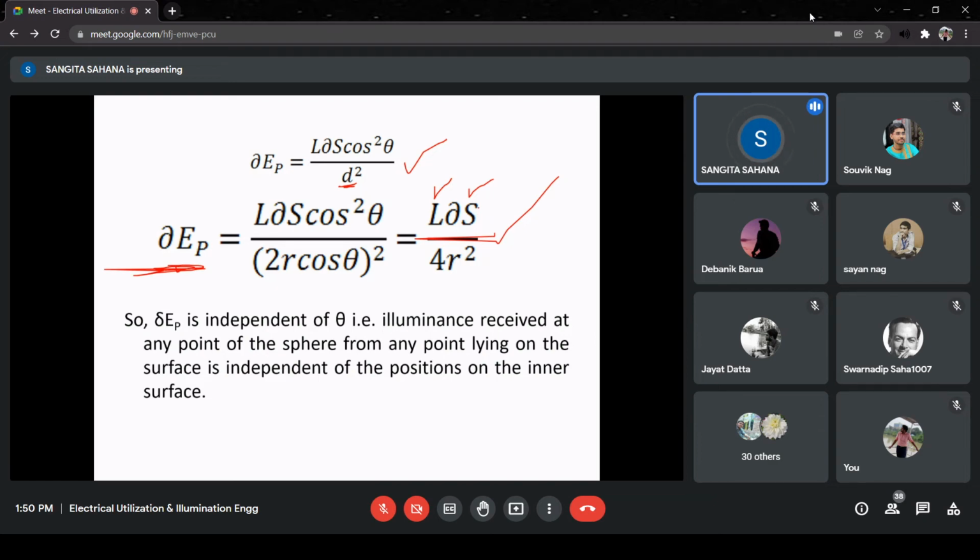Means the S can be located anywhere on the inner surface of the sphere. That means it is independent of theta. So illuminance received at any point of the sphere from any point lying on the surface is independent of the position on the inner surface. Means if we want to calculate the light received at any point, it will be received equally from all sides of the sphere. It is independent of the angle.